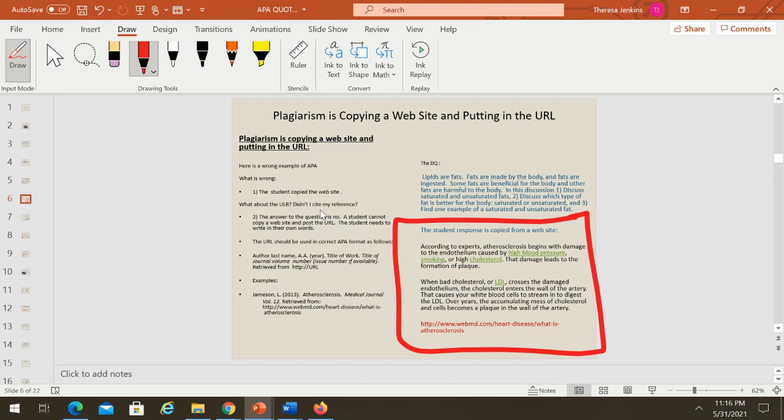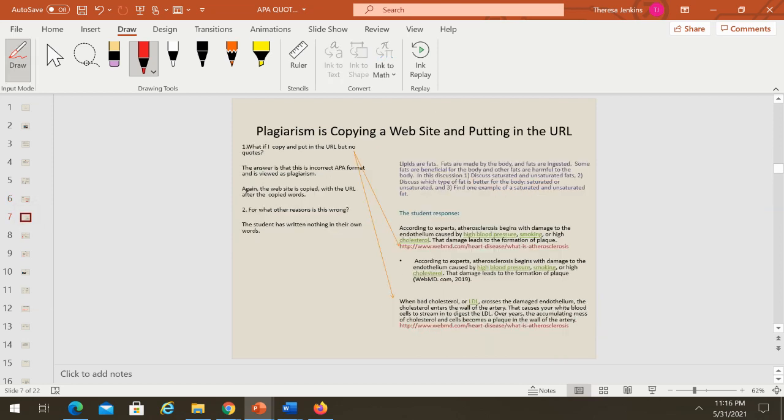And what you need to know is that a URL is not a citation. The URL is a link to the web address that takes you to that web page. It is not a citation and it is not a reference. The other part of this is that this entire paragraph is copied. And again, you cannot copy words. Here's another example. A student copies a paragraph, puts in the URL, copies a paragraph, and puts in the URL.